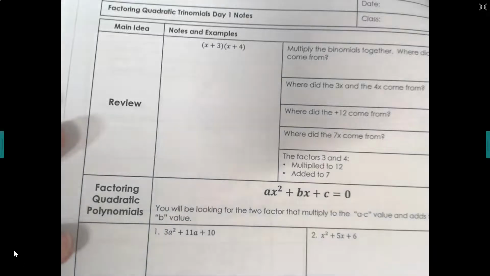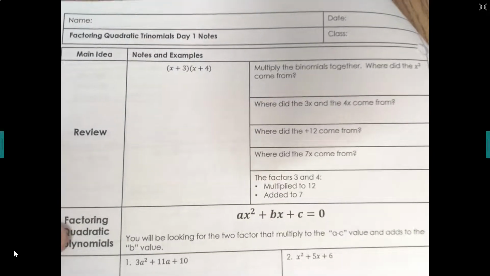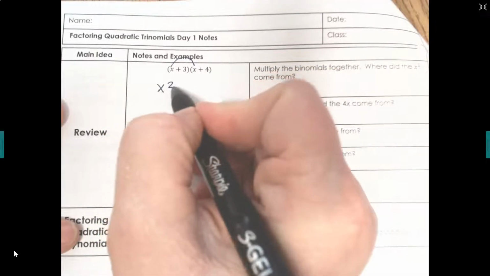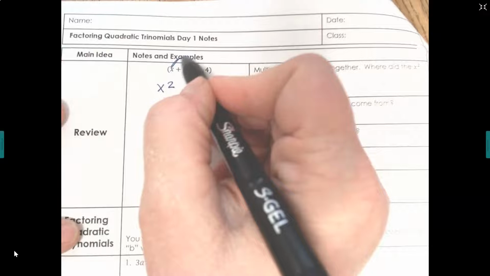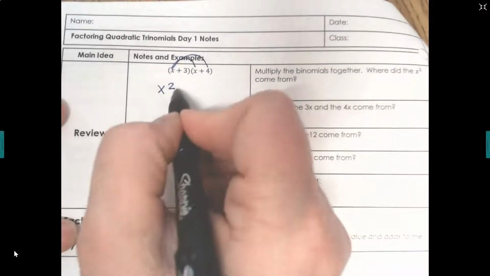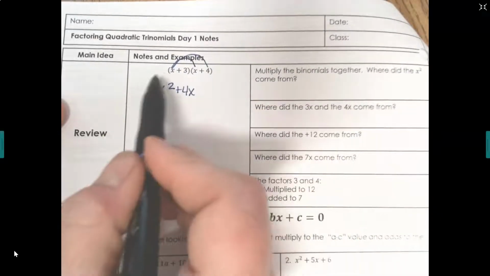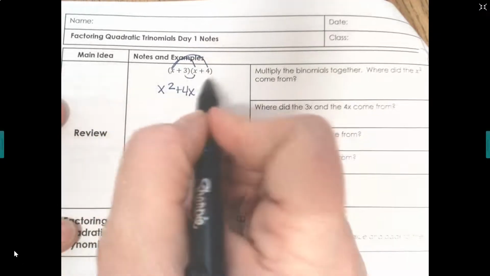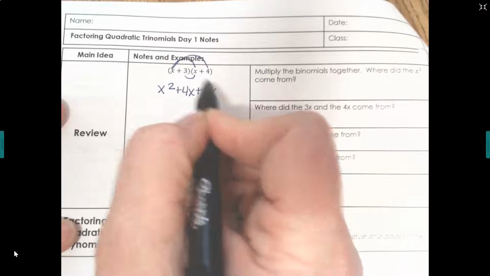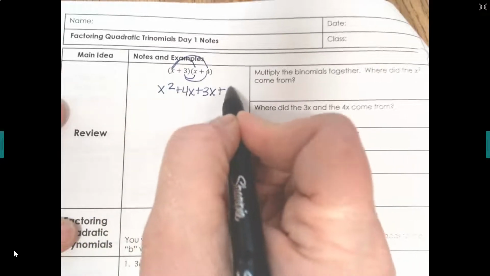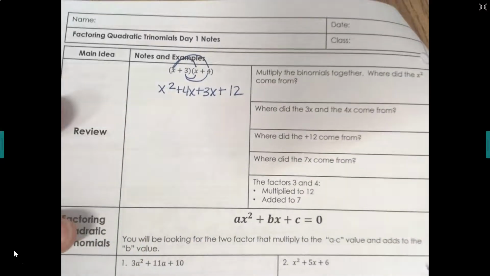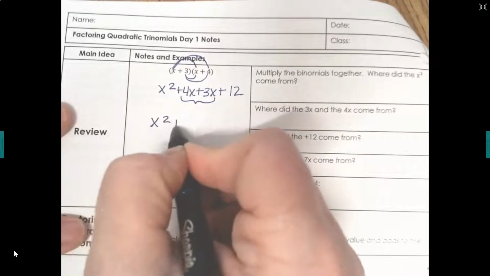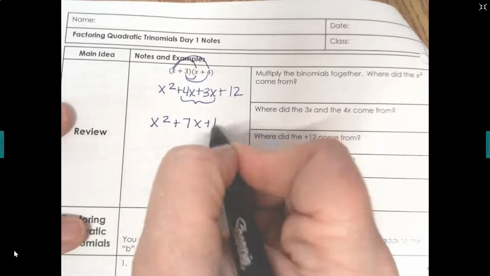I'm giving you a pair of binomials, and I want you to multiply them together. Okay, so x times x gives you x squared. X times 4 gives you 4x. So we've distributed this x to both things in the other parenthesis. We've got to come back and get the 3. So we get 3 times x, which is 3x, and then 3 times 4 gives us 12. Before we can say we're finished, we have to combine our like terms. So we have x squared plus 7x plus 12.